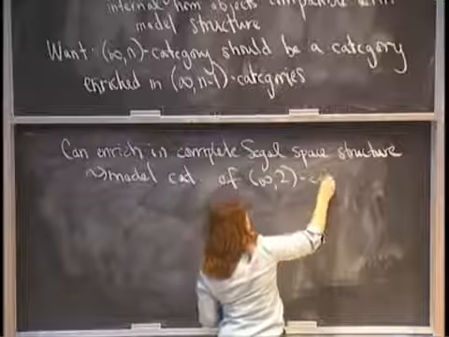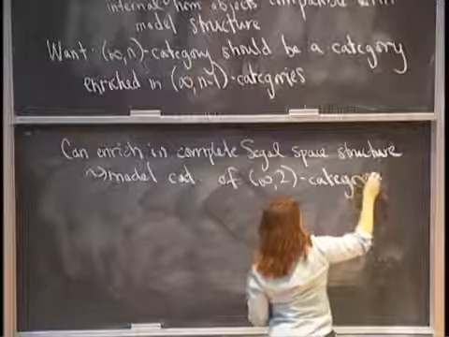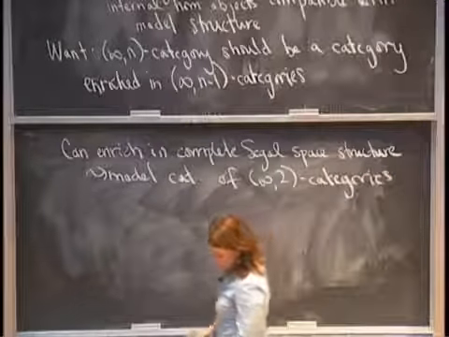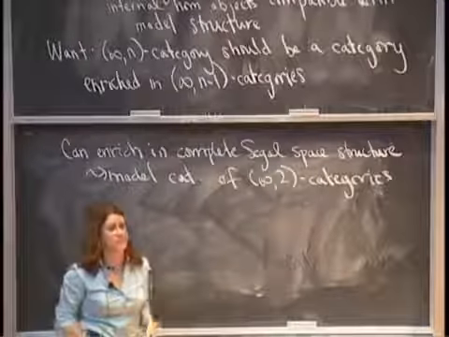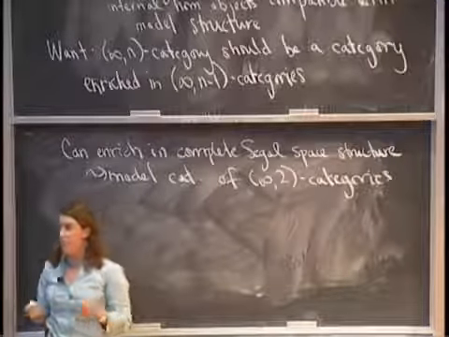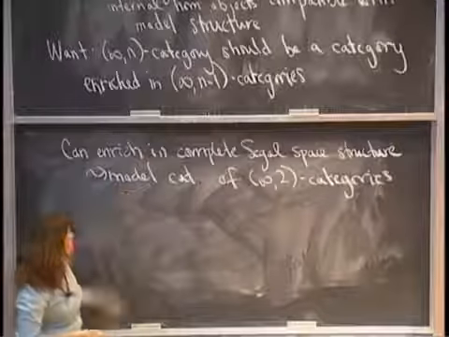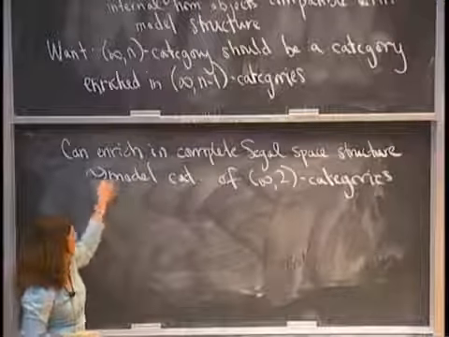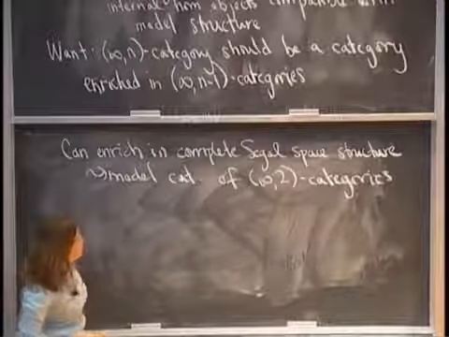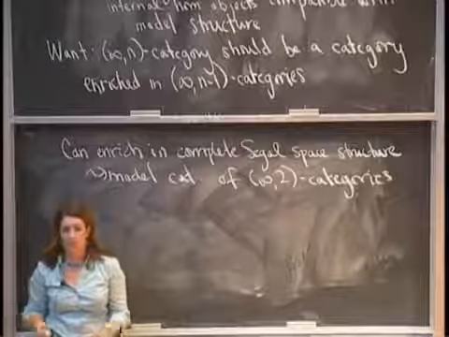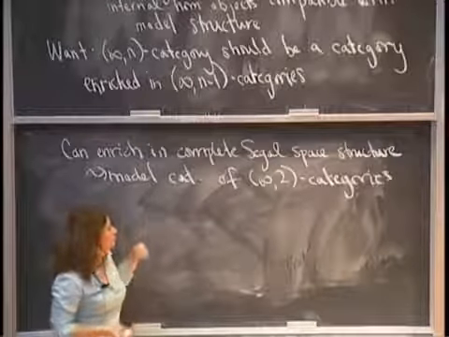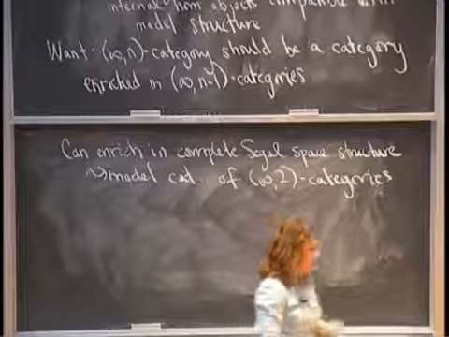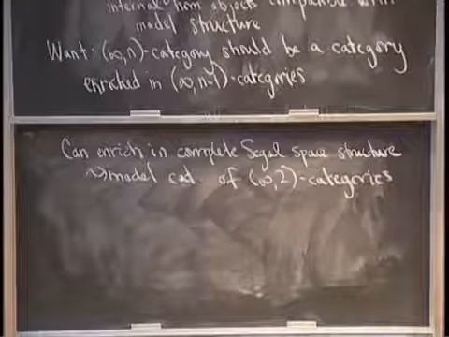Okay, so that seems like it's solved our problem, but if we try to iterate it now again, we're going to have the same problem that we had before. We wouldn't expect the model category of categories enriched in complete Segal spaces to be Cartesian, and so we're going to run into the same kind of problem.